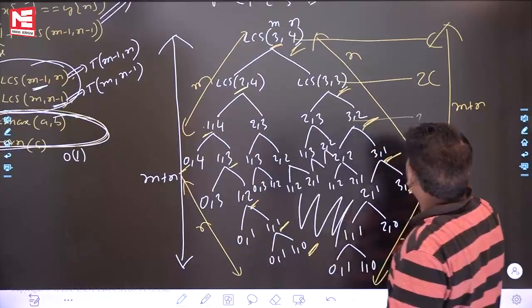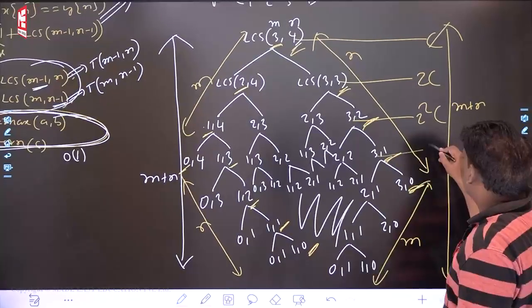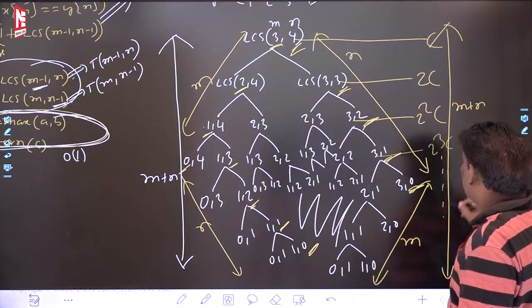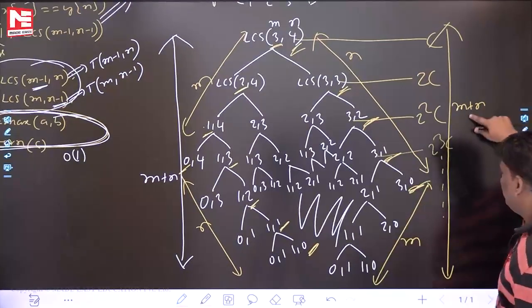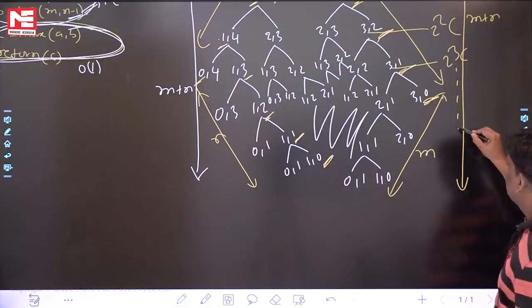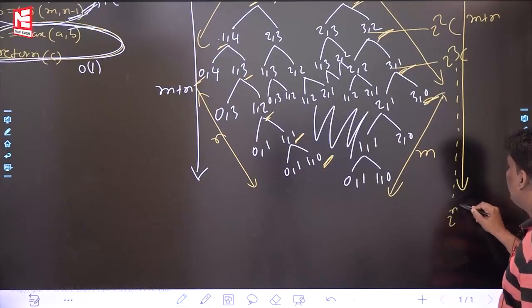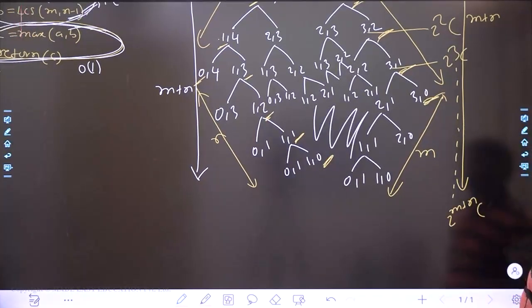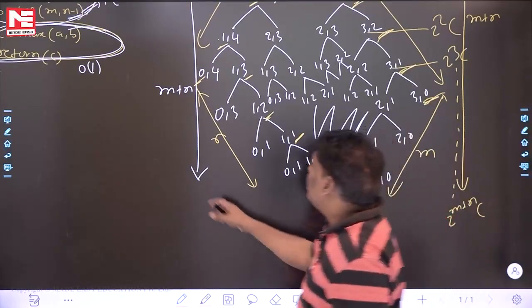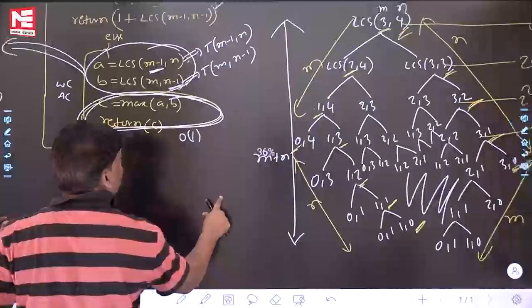Next level, 4 function calls, 2 square C. Next one, 8 function calls, 2 cube C, and so on. Can you say how many levels came? Left side, right side, same number of levels. What is the answer? 2 power M plus N into C. M plus N level tree, 2 power M plus N into C. So indirectly, directly I want to say, whatever I have done until now I am explaining now.